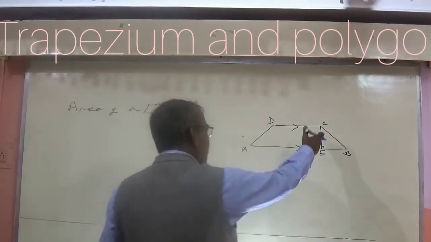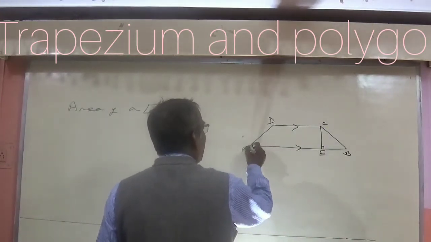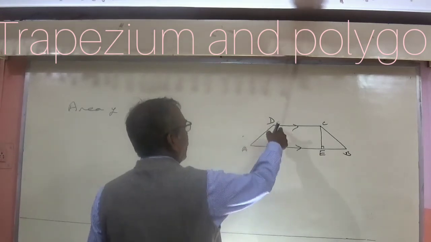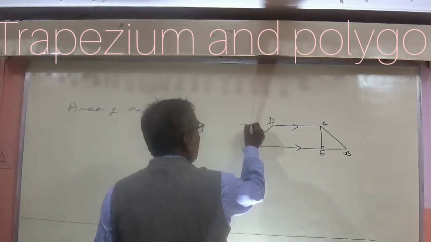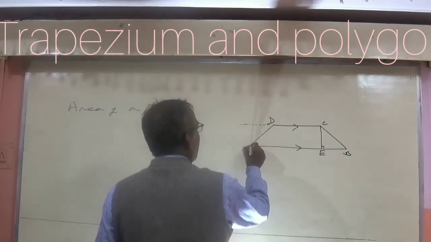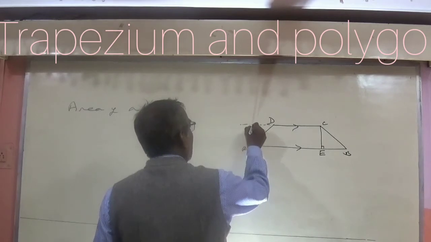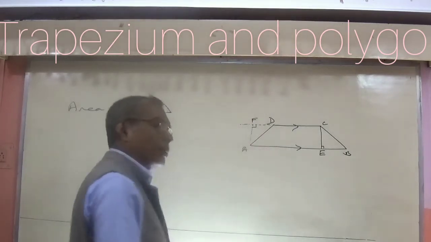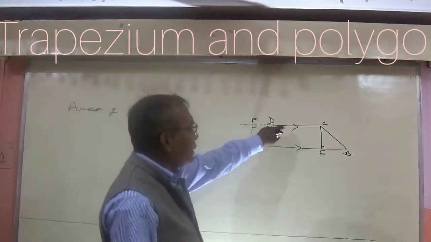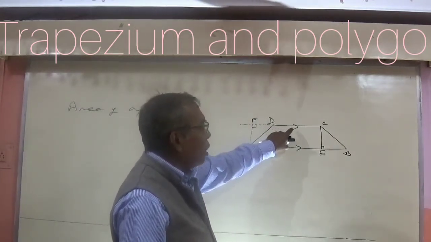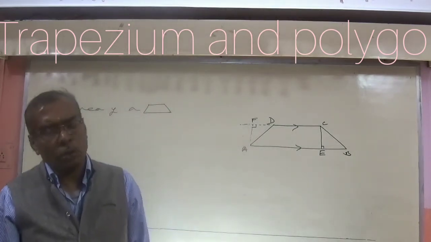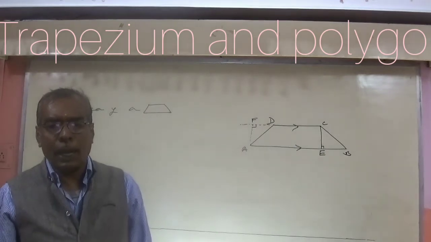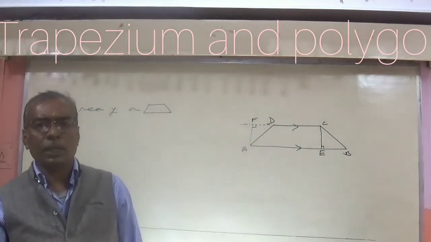Similarly, if we drop a perpendicular from A on CD, directly it is not possible. It is required to produce CD this way and then drop a perpendicular. This is also another perpendicular, so this is also known as the height of the trapezium. And obviously the distance between these two parallel sides is always equal, that is, CE and AF are always equal. These two are also known as the height of the trapezium, and both lengths are equal.